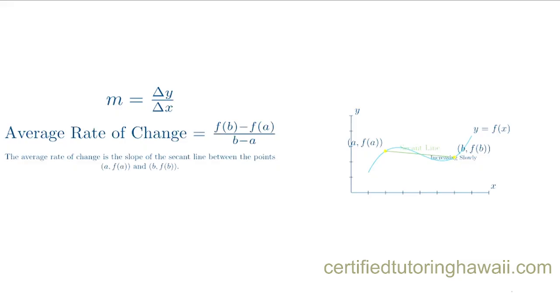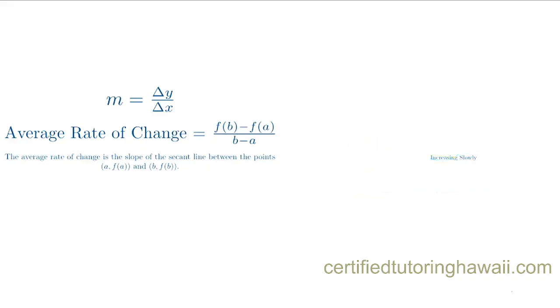You might remember the slope formula. m equals change in y over change in x, or m equals delta y over delta x. This is exactly what our average rate of change formula calculates. So, on a graph, the average rate of change is the slope of the secant line.